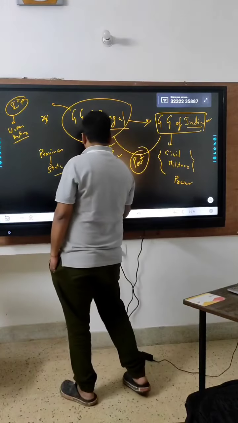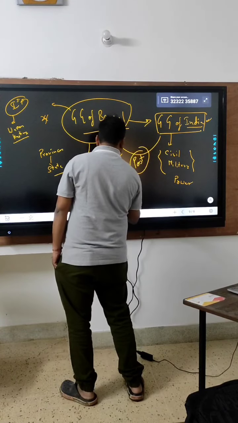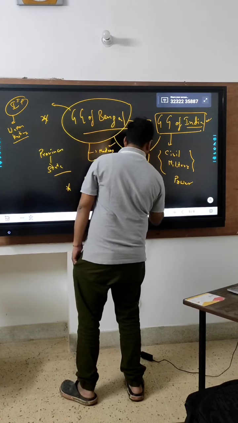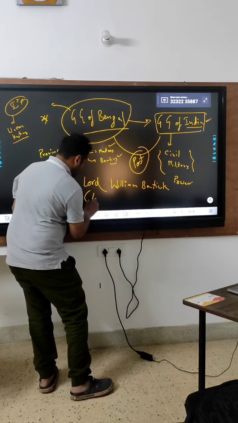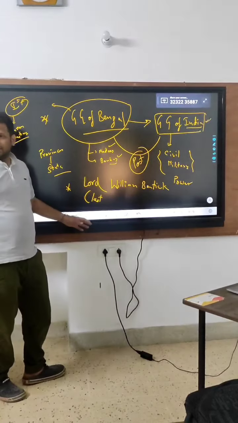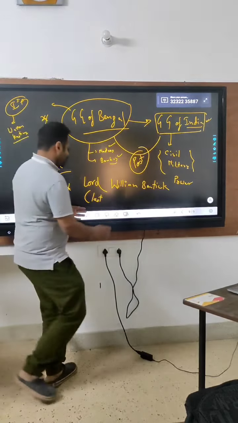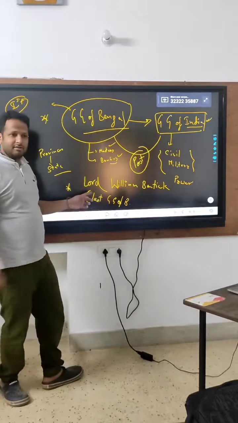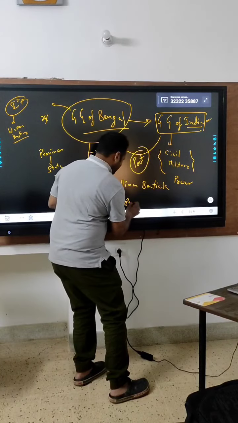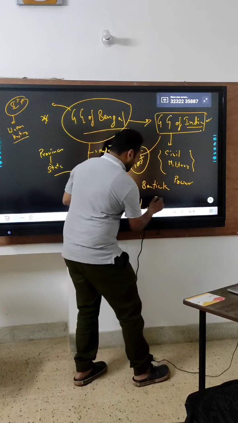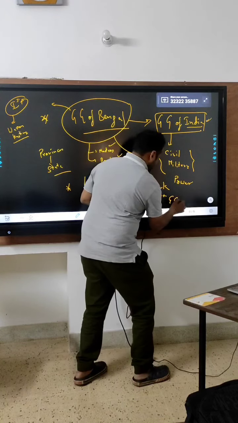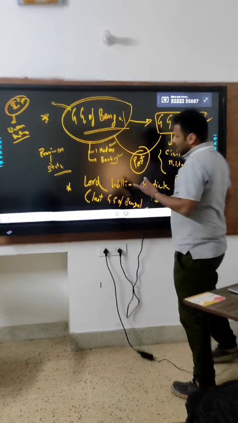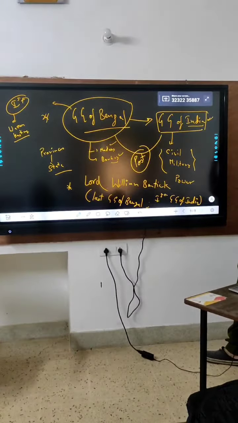Lord William Bentinck. Now see, the last Governor General of Bengal, and the first Governor General of India. They can ask the question: who is the last Governor General of Bengal?